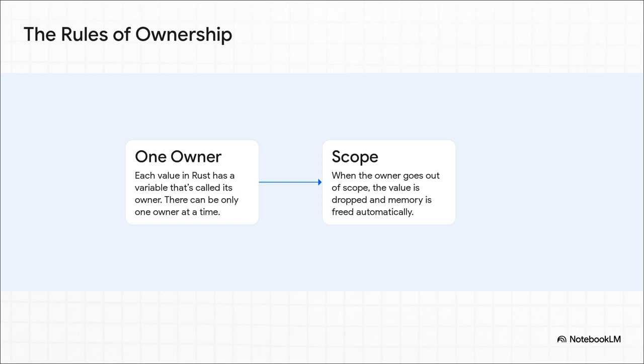And what's amazing is how simple these rules are. There's just 3 of them. First, every single value has an owner. Second, there can only be one owner at any given time, no sharing. And third, the second that owner goes out of scope, like at the end of a function, the value it owns is automatically cleaned up. That's literally it. 3 rules that change everything.